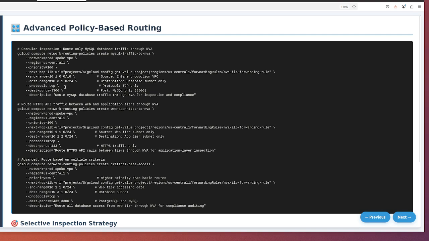This selective approach has several benefits. First, it reduces the load on your NVA infrastructure since only critical traffic flows through it. Second, it minimizes performance impact on less sensitive communications. Third, it reduces licensing costs for throughput-based NVA licensing models. The next hop ILB URL parameter uses the full resource URL format. This is different from the next hop address we used in simple routes.